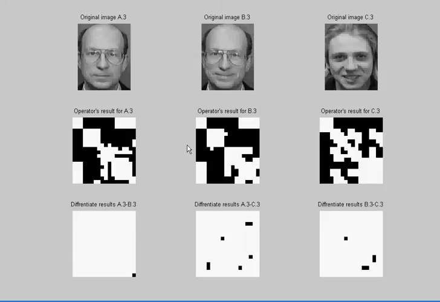We built a database to test our operator in the following way. Our database consists of 20 individuals, each sampled twice at different orientations. We arranged the database into 3 groups named A, B, and C. Group A consists of 20 samples of 20 individuals.